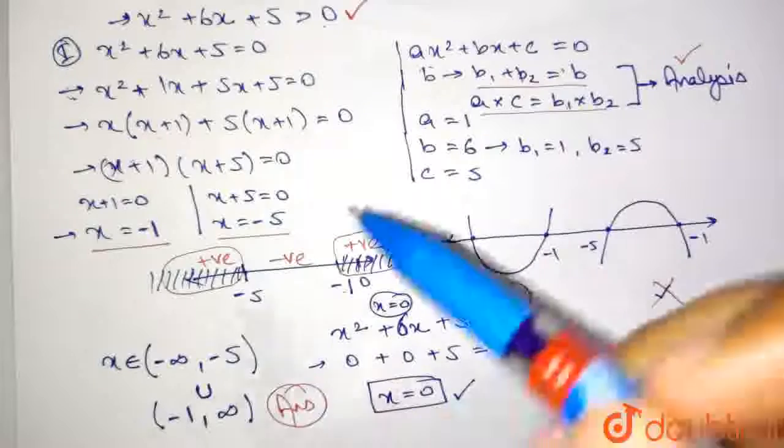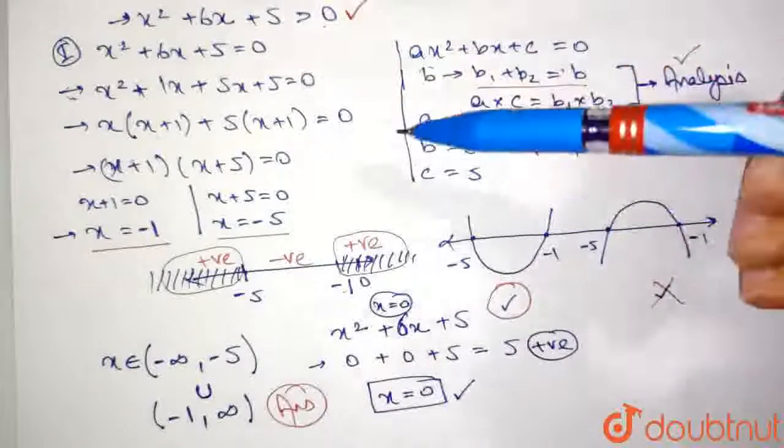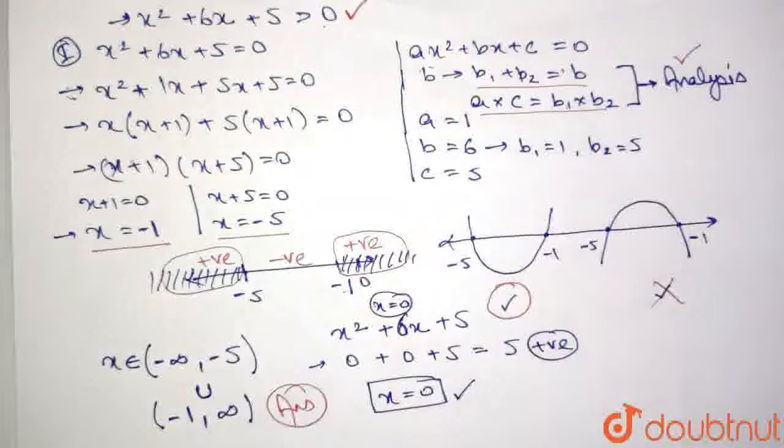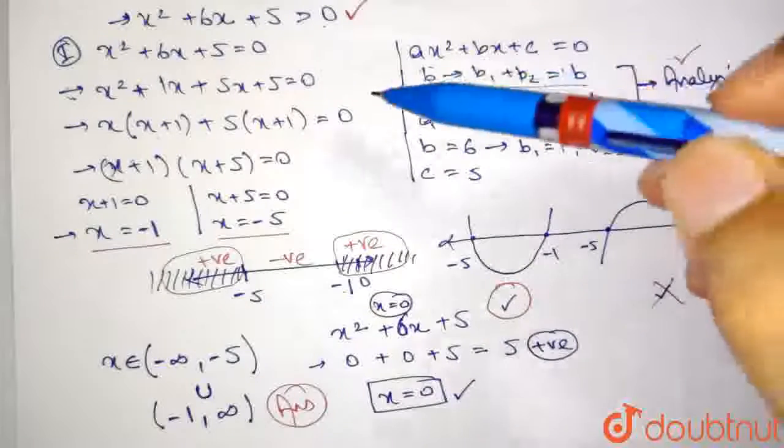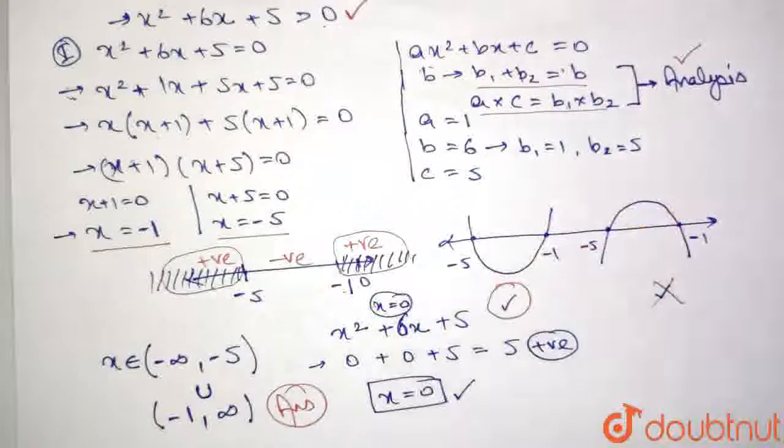So we simply equated it to 0, then solved it as a quadratic equation, right? And we factorized it, and then we drew the graph and took out the values.